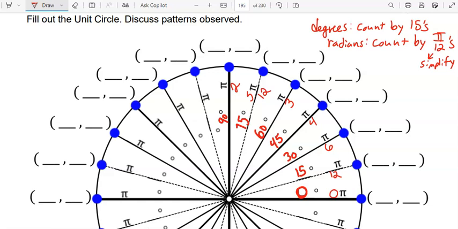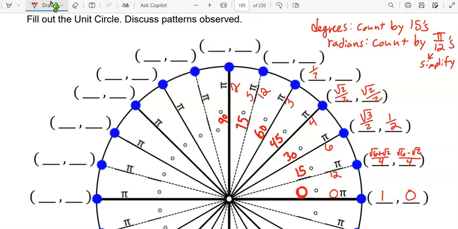Now for the coordinate points, this one is (1, 0). It has a radius of 1 and it doesn't go up or down from the x-axis. Next we have (square root 6 plus square root 2 all over 4, square root 6 minus square root 2 all over 4). Next we have (square root 3 over 2, 1/2). And then for 45 degrees, it's (square root 2 over 2, square root 2 over 2).